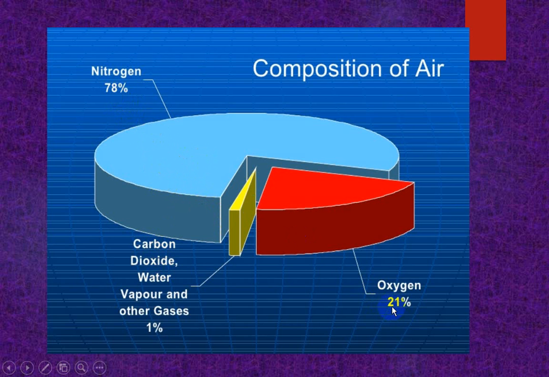Oxygen is 21%, then carbon dioxide and water vapor. We know water has three states: solid ice, liquid water, and gas, water vapor. Water vapor is gaseous water. Other gases are 1%. The total is 21 plus 1 is 22, plus 78, 100%. So which gas is highest in the air? Nitrogen.